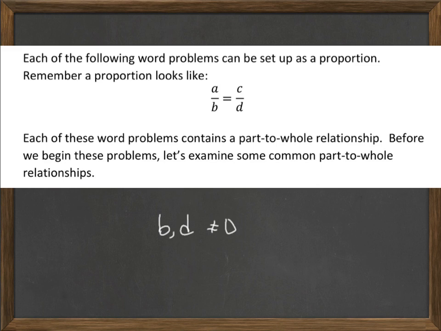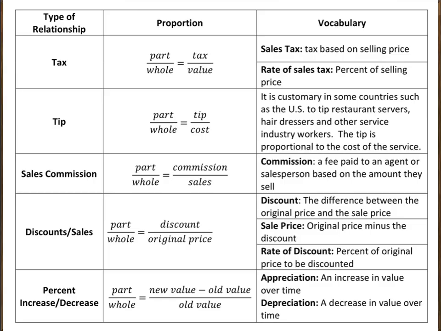Before we begin these problems, let's examine some common part-to-whole relationships. So the first part-to-whole relationship we see is tax. If you're talking about, for example, sales tax, the amount of tax that you have to pay is based on the selling price. So your part-to-whole relationship is the amount of tax that you pay divided by the total value of the thing that you're purchasing.